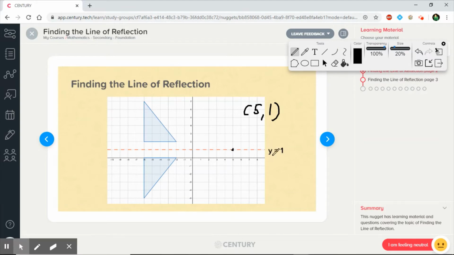So this is how I remember these equations. y equals 1 is a horizontal line that cuts through the y-axis at 1. y equals a number will give you a horizontal line. And x equals a number, for example x equals 5, will give you a vertical line.